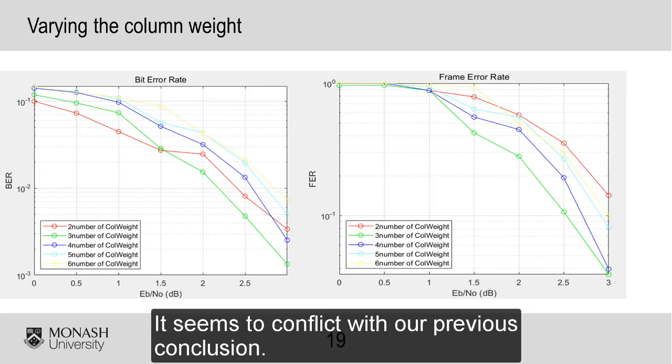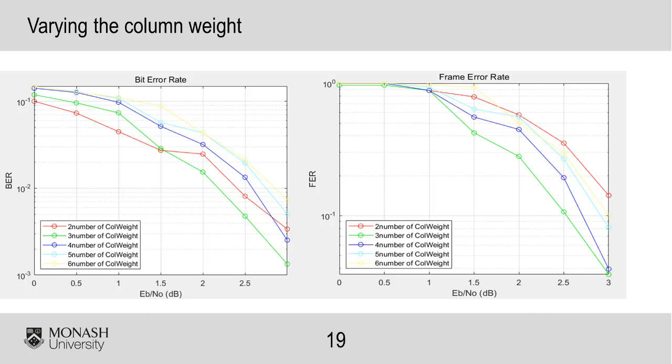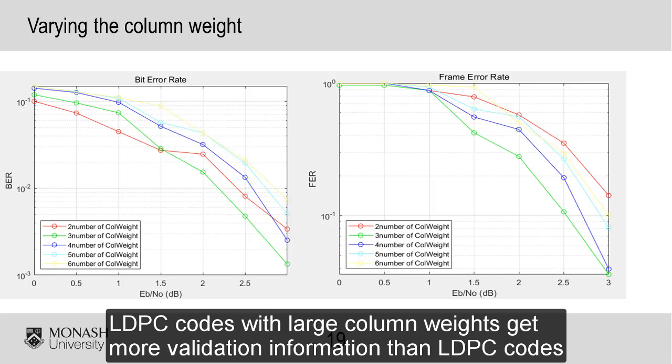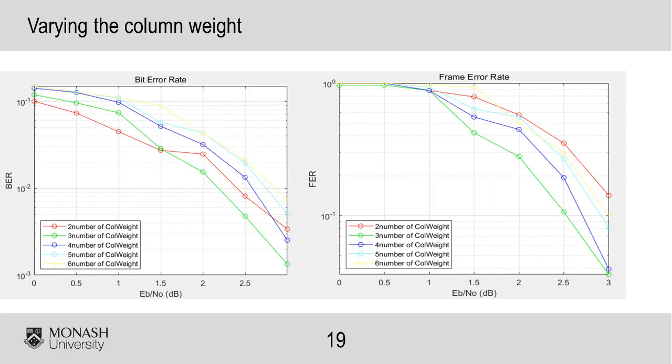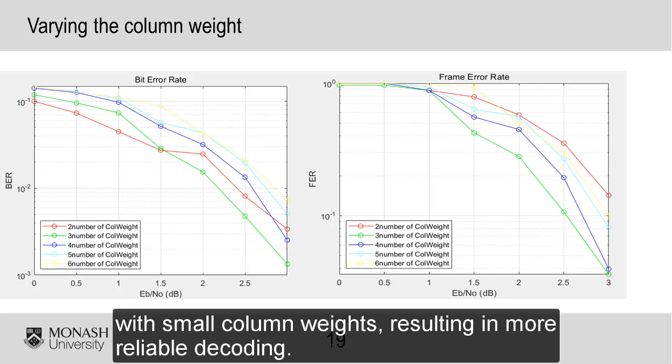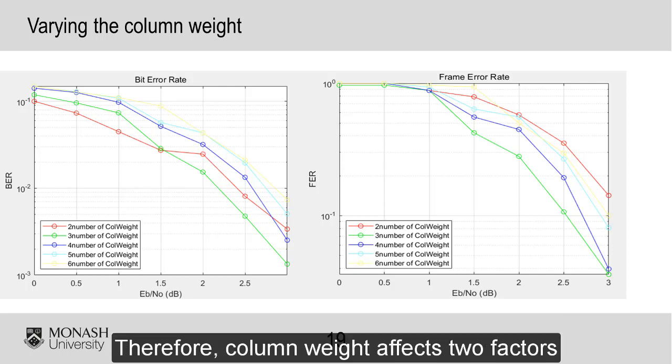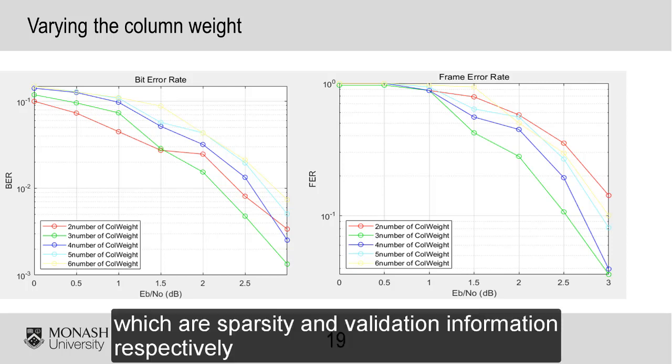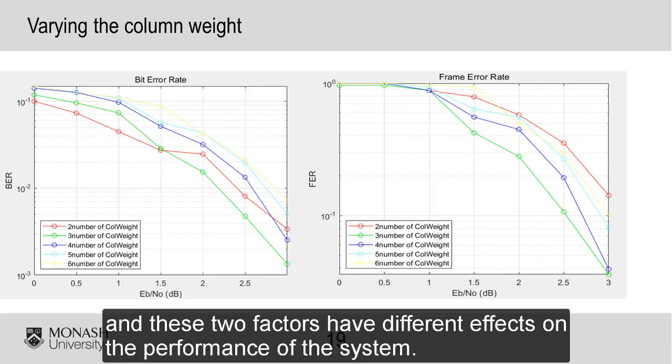It seems to conflict with our previous conclusion. The reason for this performance is that LDPC codes with large column weights get more validation information than LDPC codes with small column weights, resulting in more reliable decoding. Therefore, column weight affects two factors, sparsity and validation information, and these two factors have different effects on the performance of the system.